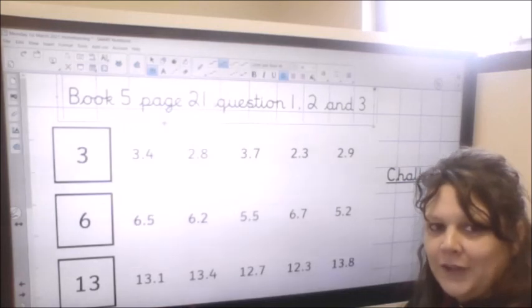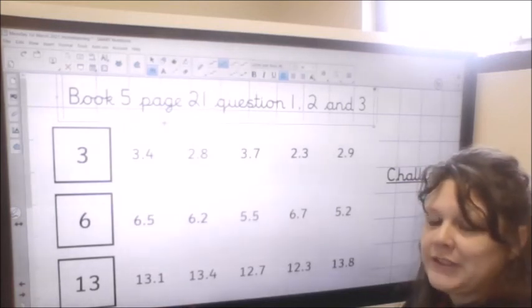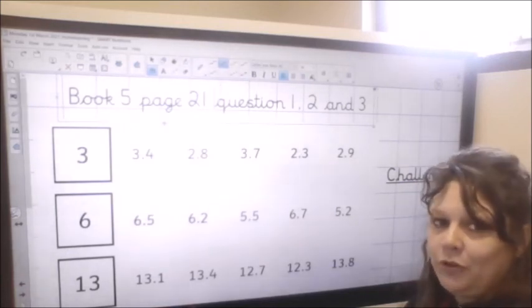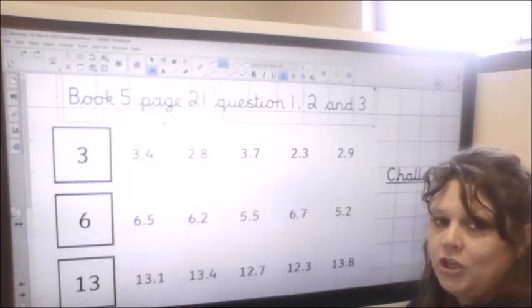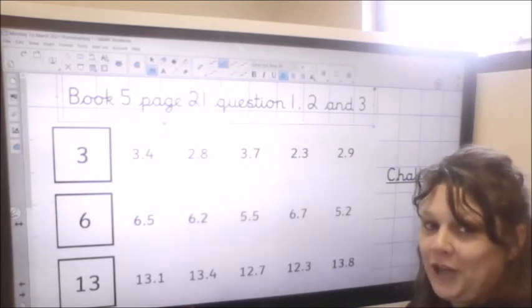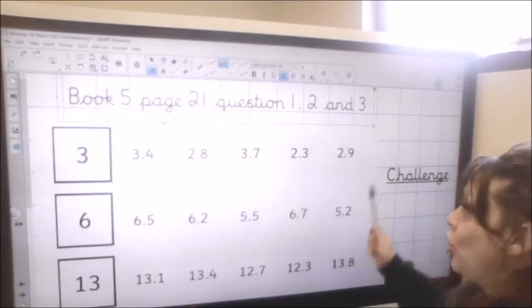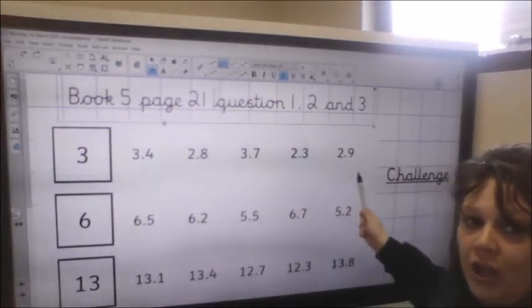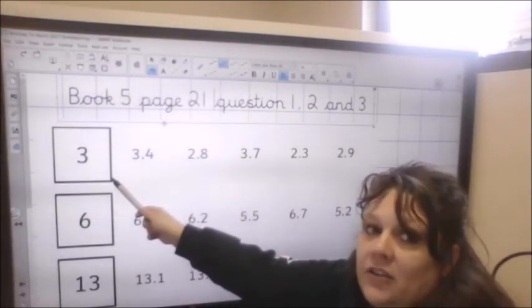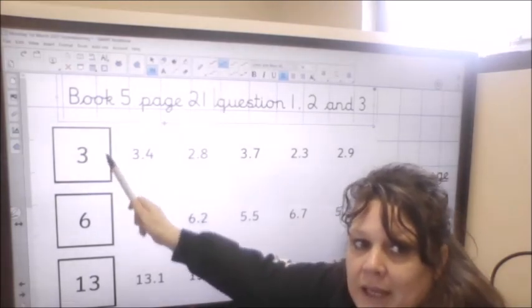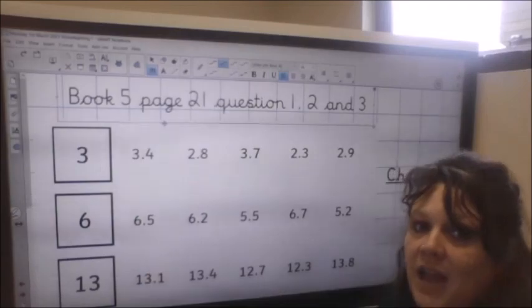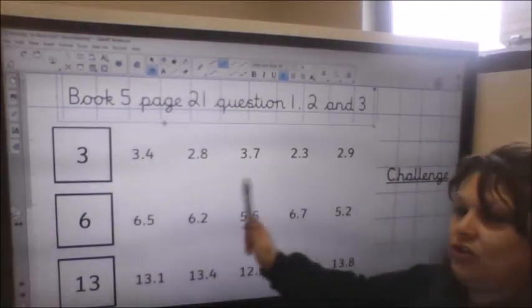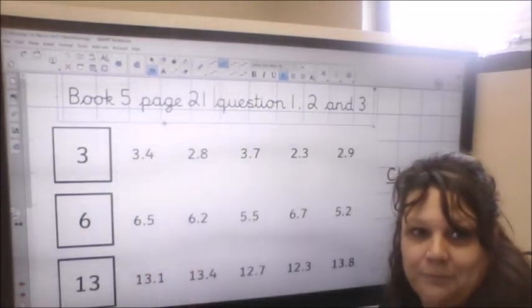So today, recapping, we've looked at rounding decimals to the nearest whole number and rounding decimals to the nearest tenth. You've had a practice at those, and you will have practiced in your book as well. And then the challenge: which of these decimals could be rounded to the nearest whole number 3, which could be rounded to the nearest whole number 6, and which could be rounded to the nearest whole number 13.